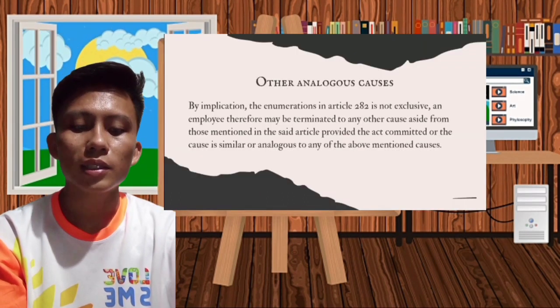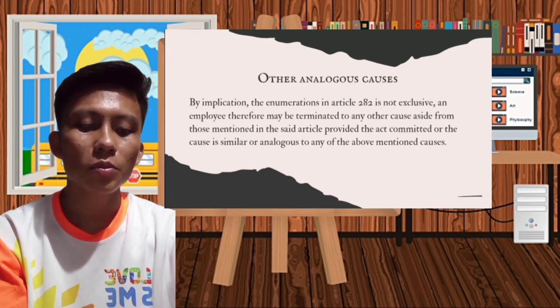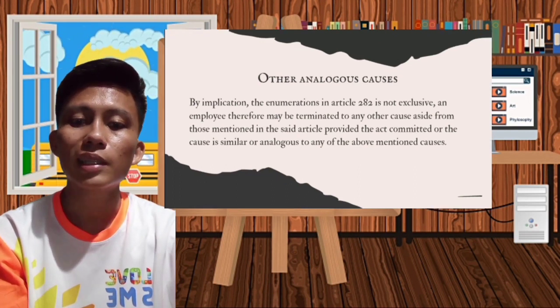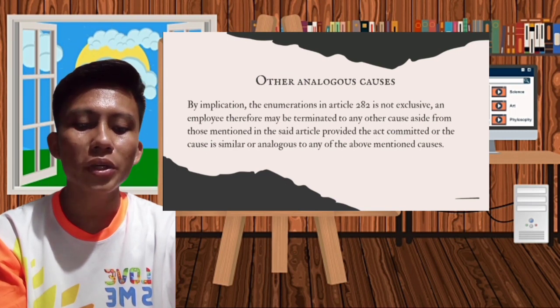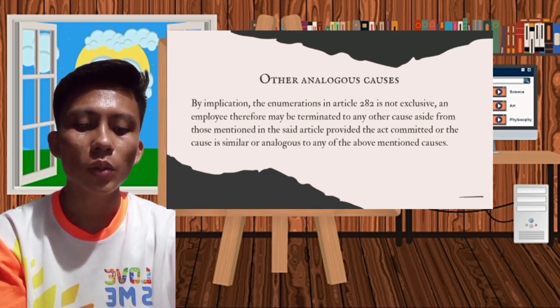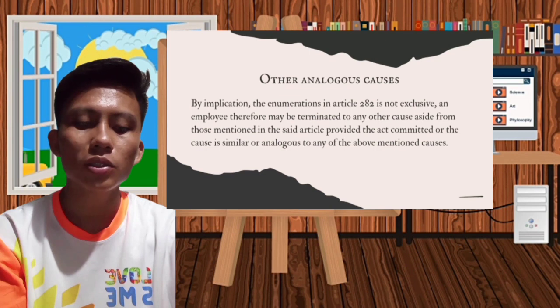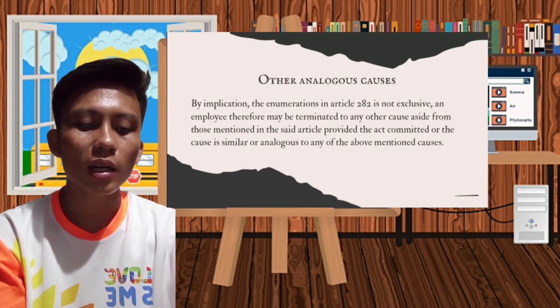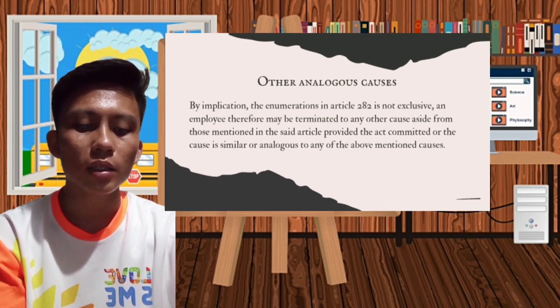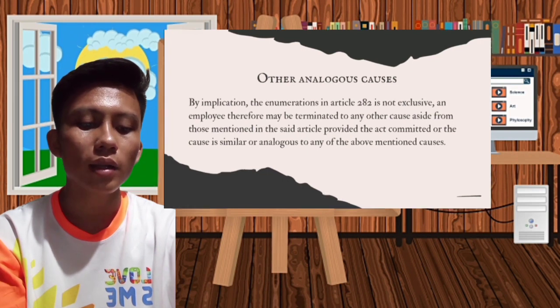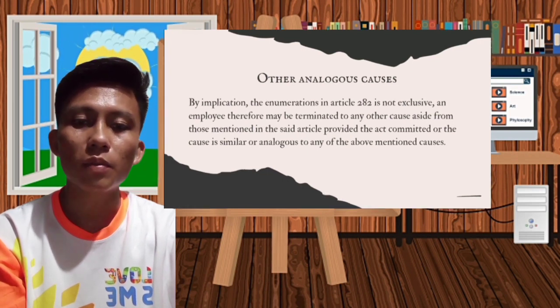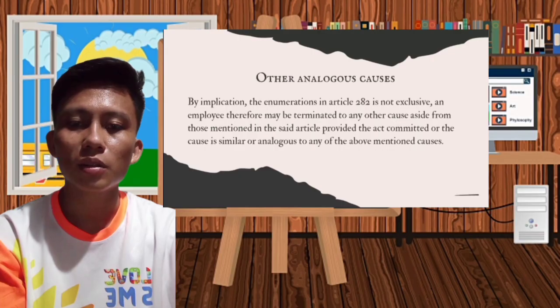Other analogous causes. By implication, the enumeration in Article 32 is not exclusive. An employee therefore may be terminated for any other cause aside from those mentioned in the said article, provided the act committed or the cause is similar or analogous to any of the above-mentioned causes. That's all. Thank you.